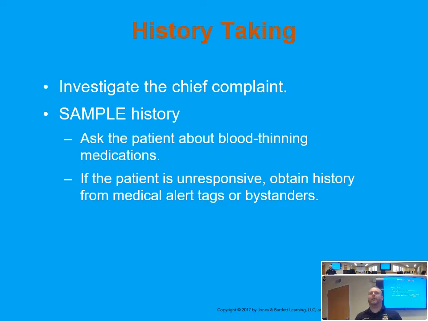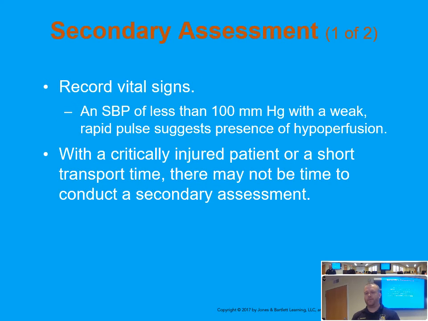Using SAMPLE, we're going to take some history: signs and symptoms, allergies, medications, past pertinent medical history, last oral intake, and the events leading up to it. Investigate their chief complaint. Ask the patient about blood thinning medications like Eliquis, Coumadin, warfarin, etc. If the patient is unresponsive, obtain a history from a medical alert tag, bystanders, or that ICE thing in their iPhone or Android devices. Also, sometimes there's Vial of Life or history things that people keep on their refrigerator or just inside their refrigerator given out by local ambulance companies, so be aware of those. Great in case of an emergency when the patient can't articulate their history.